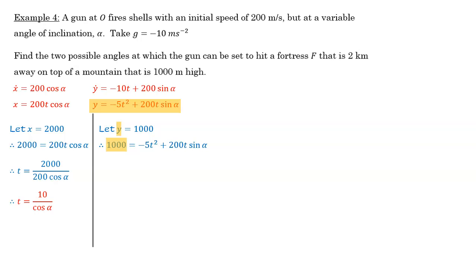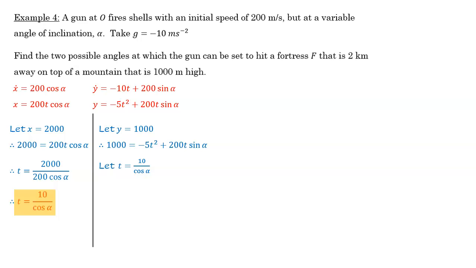So we substitute into my vertical displacement equation, right? Replace y with 1000, and we get that equation there. Now, from there, I don't really want to make t the subject again. That's not going to be terribly helpful. What I'm going to do is substitute in the value for t that we found from our horizontal displacement equation.